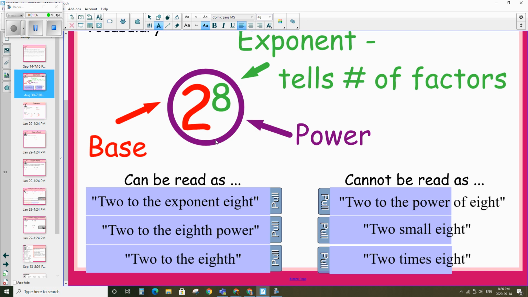And so how do you read this? It can be read as 2 to the exponent of 8, 2 to the 8th power, or 2 to the 8th. What it cannot be read as is 2 to the power of 8, because the 8 is not the power. The whole thing is called the power. You also can't say 2 small 8, and you can't say 2 times 8. None of those are true.